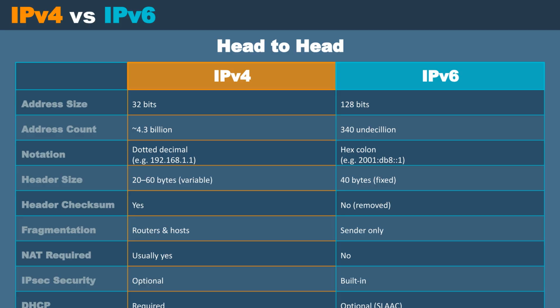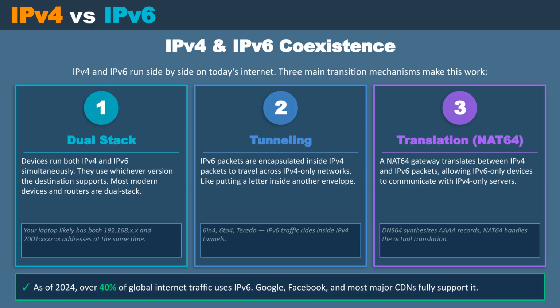IPv4 uses a 32-bit dotted decimal address, while IPv6 uses a 128-bit hex colon address. IPv4 headers are variable, requiring a checksum and supporting fragmentation by routers. IPv6 uses a fixed 40-byte header, removing the checksum and only allowing fragmentation by the sender. IPv6 also eliminates the need for NAT and includes built-in IPsec security.